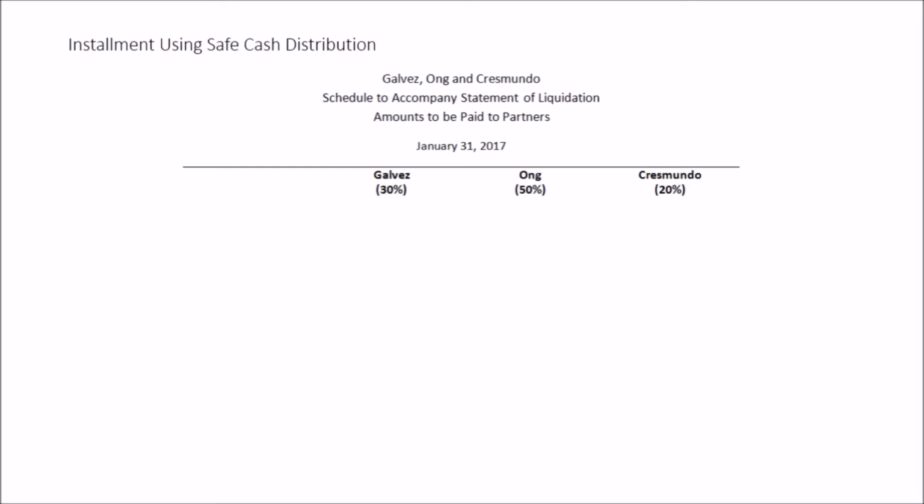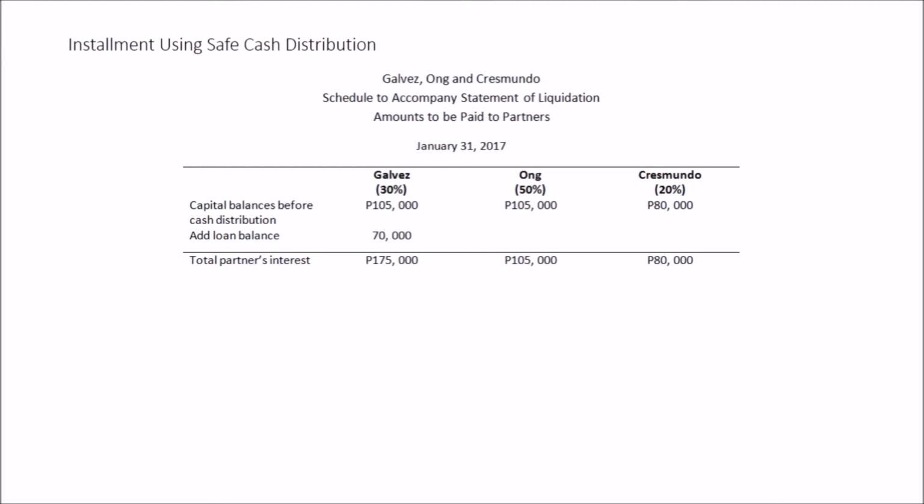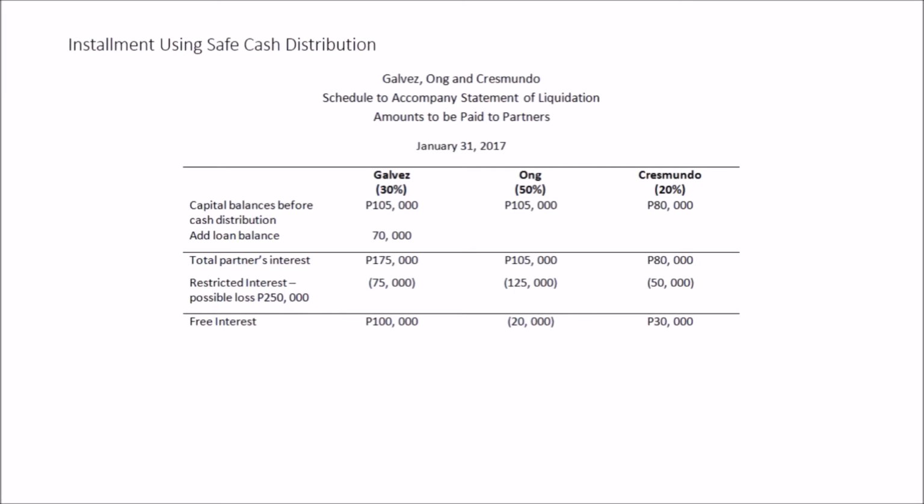First, we are going to plot the capital balances before cash distribution of each partner. Then we'll add the loan balance. Then we will have the total partners' interest. Then the restricted interest. From the total partners' interest, we will subtract the restricted interest. The amount of the partners' restricted interest is the product of the amount of unsold assets, which is 250,000, multiplied by the PL ratio of each partner. Then we have the free interest.